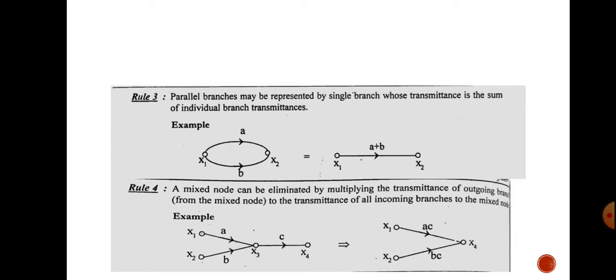So this complete system can be represented by a transmittance of AC from x1 to x4, and BC from x2 to x4. So the intermediate node is eliminated; that is, a mixed node can be eliminated by multiplying the transmittance of the outgoing branch to the transmittance of all incoming branches. Here the mixed node x3 is eliminated, and we multiply the transmittances A and C, and similarly B and C, and represent it as in the second figure.